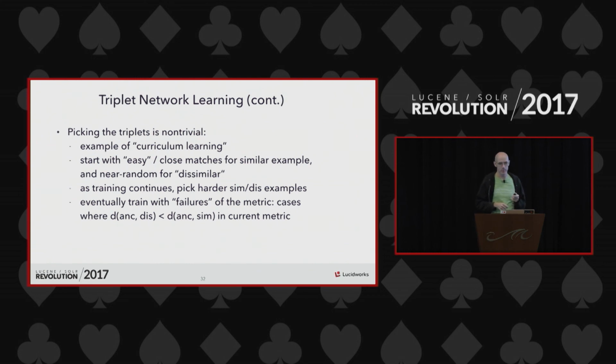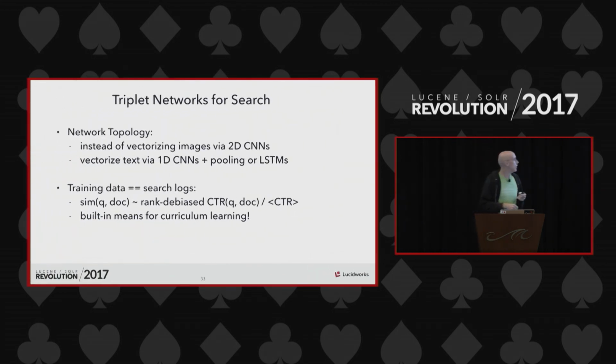So how would you do that for search? Nice thing is for search, if you've got a lot of logs and you do some proper rank debiasing on your click-through rates, you actually have a training set that already has curriculum learning built in, ready for it. In the sense that you have stuff that showed up at the top and got clicked on really well, and that's really good, similar, easy results. This is the easy stuff. And then you've got stuff that showed up further down the page that wasn't clicked on. That's how you start off as negative samples. Or maybe pick random documents that didn't even show up in the result set as dissimilar to start with.